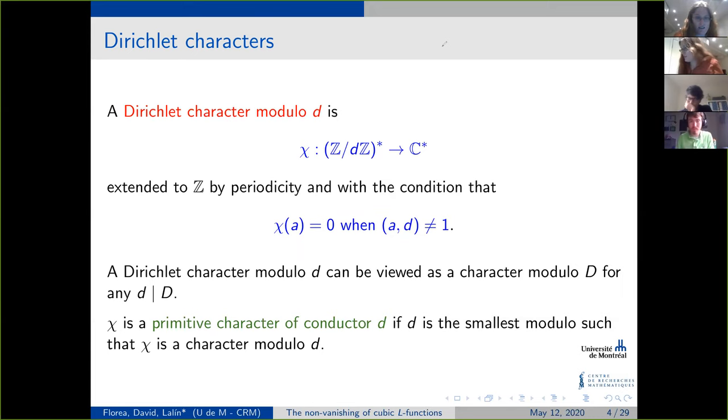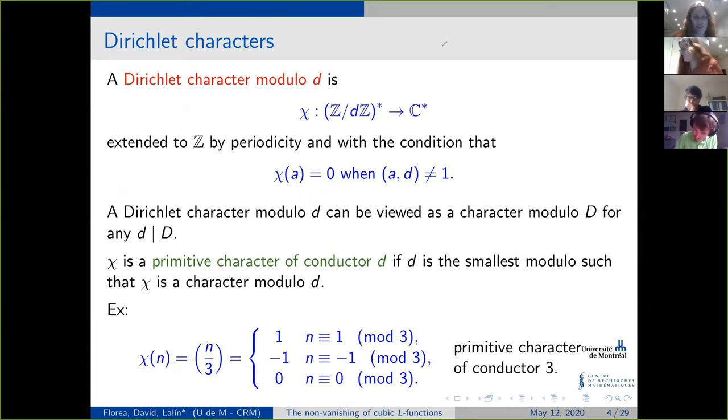Okay, and I have an example, to be concrete. So here is a very concrete example. This is what is called a quadratic character, because if you take the square of it, you get essentially one. I mean, you don't always get one, because sometimes you get zero. So let's say you get only one or zero. For any integer, you take what happens modulo three: one if n is congruent to 1 mod 3, minus one if n is congruent to minus 1 mod 3, and zero if n is congruent to 0 mod 3.